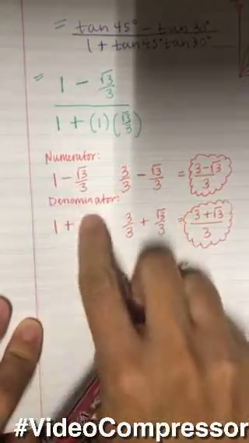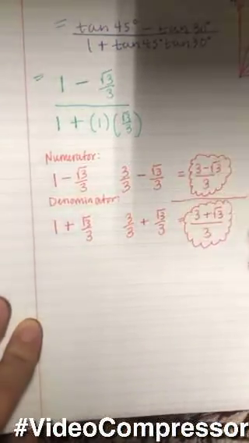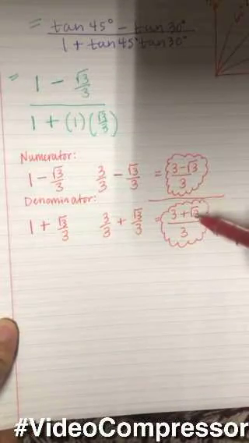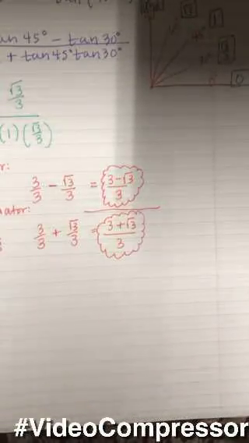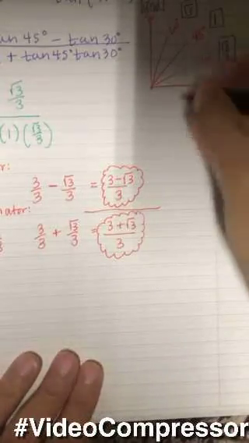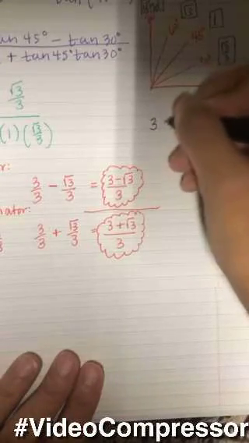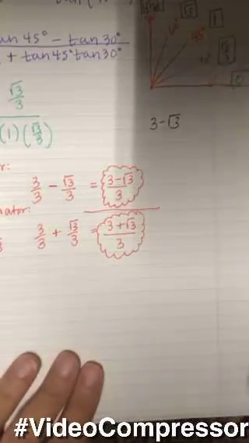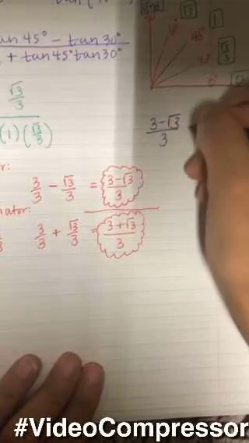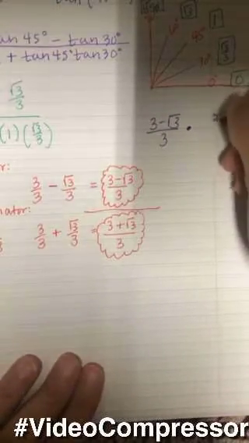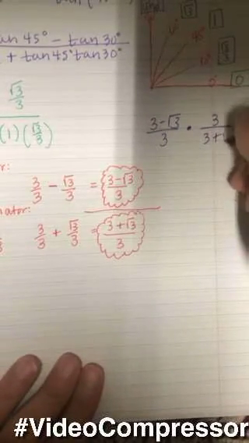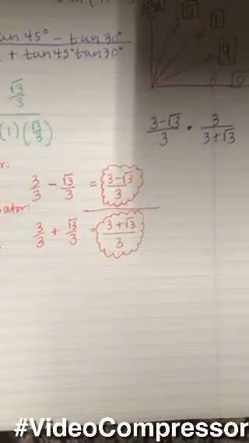Now, it's numerator divided by denominator, right? So I have a fraction divided by a fraction. So over here, a little side note, dividing fractions is easy as pie, right? Flip the second, multiply. So I'm going to write the first thing that I have, 3 minus the square root of 3 over 3. Then I'm going to flip the second, so I get 3 over 3 plus the square root of 3, and multiply.